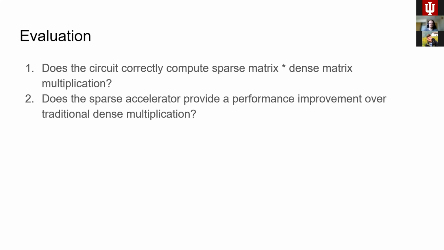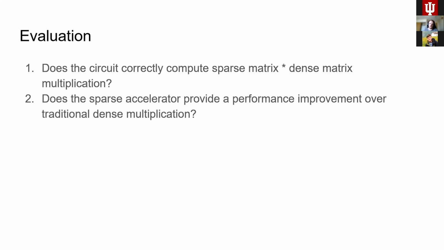And in terms of the evaluation, this is what I envision as being the two most important metrics. So does the circuit correctly compute sparse matrix dense matrix multiplication? I think that is the bare minimum that I would need to do for this project in order for it to be successful.